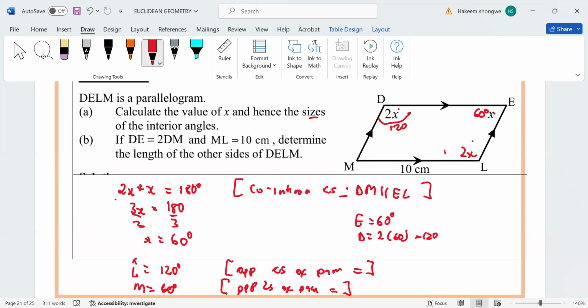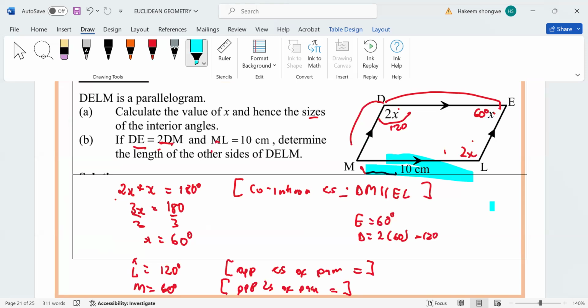For number B, they say, calculate the sizes now. If DE, which is this one, is equal to 2 times DM, which is this one, so we write that statement: DE is equal to 2 times DM. And then they say LM. You see LM, starting from here, you can highlight it. LM is equal to what? It's equal to 10 centimeters. Now, they say calculate the length of the other sides.